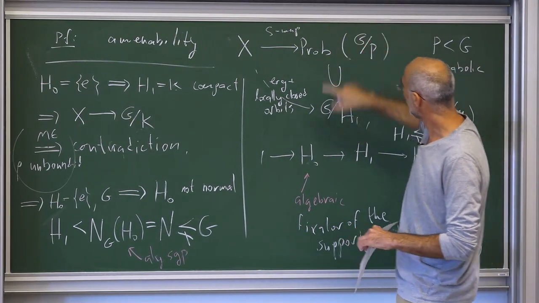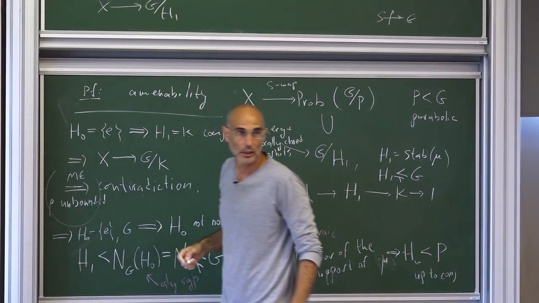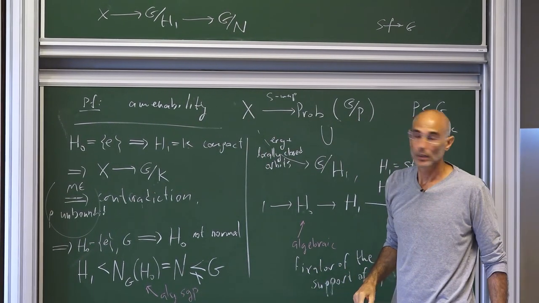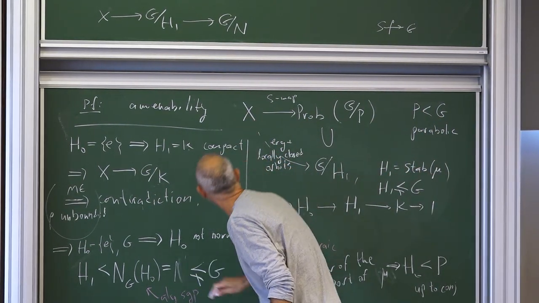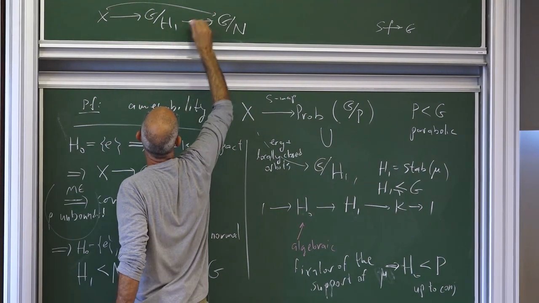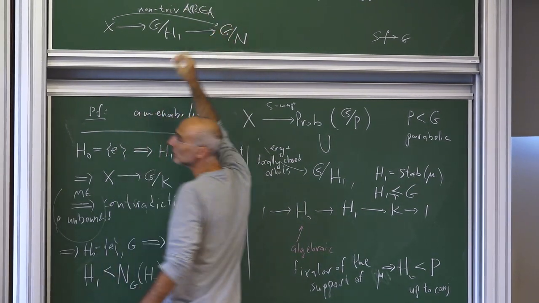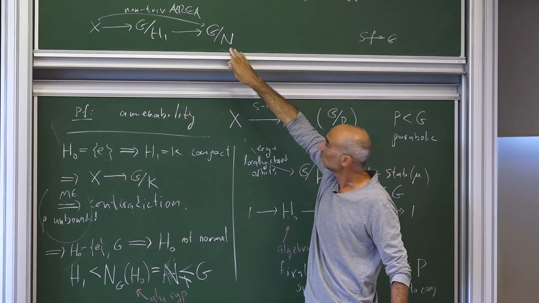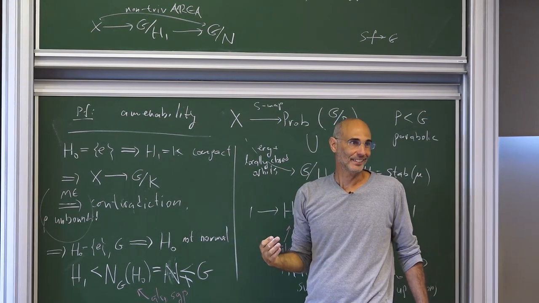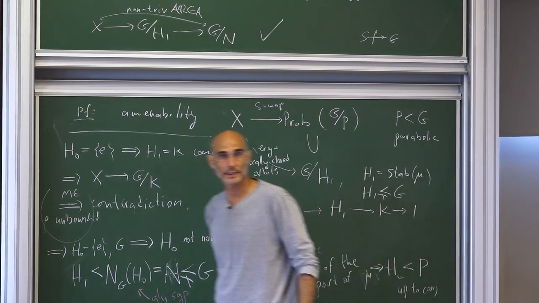And let me finish the line here. So I got X to G mod H1. And H1 is contained in N. So I'm getting G mod N over here. And this is, maybe I should have called it H. Because this, oh no, I'll keep it N. So this is a non-trivial area. Okay? Now, I'm not claiming that this is the initial object. The initial object is some subgroup H which is contained in N. But necessarily non-trivial. N itself is non-trivial. So this is it.